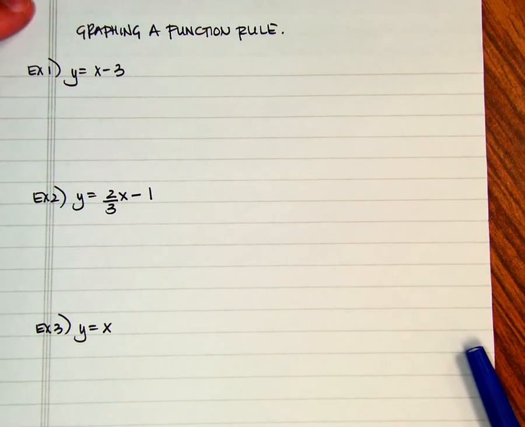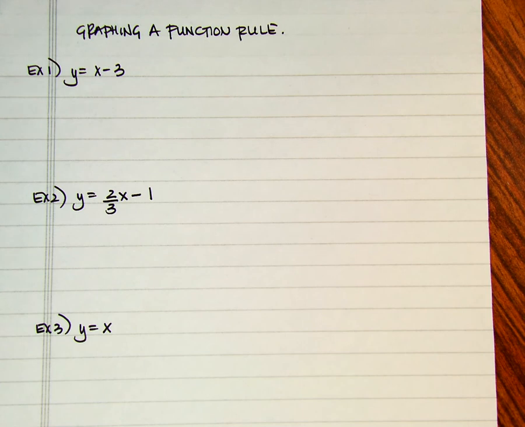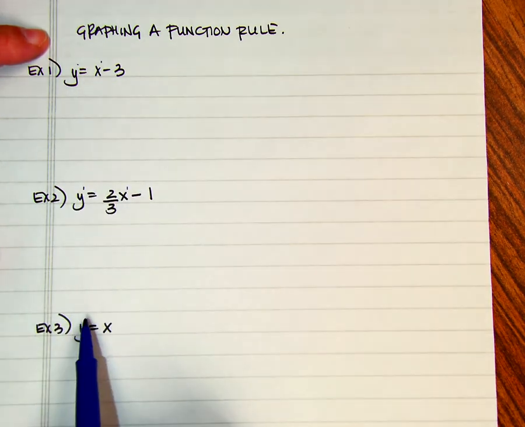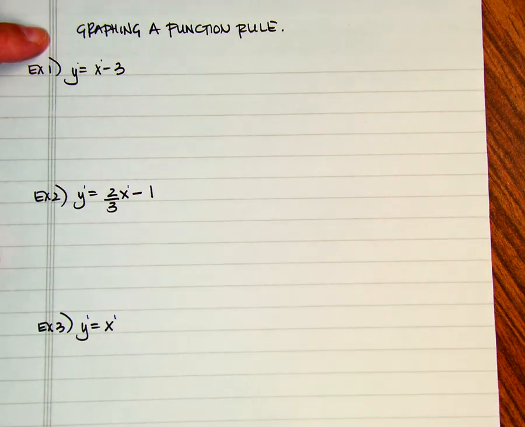Okay, so we are going to graph a function rule. Because I'm telling you that these are functions, we know that they are going to pass the vertical line test. More specifically, what we are working on is linear functions. So all of these have exponents of 1. All the variables have exponents of 1.